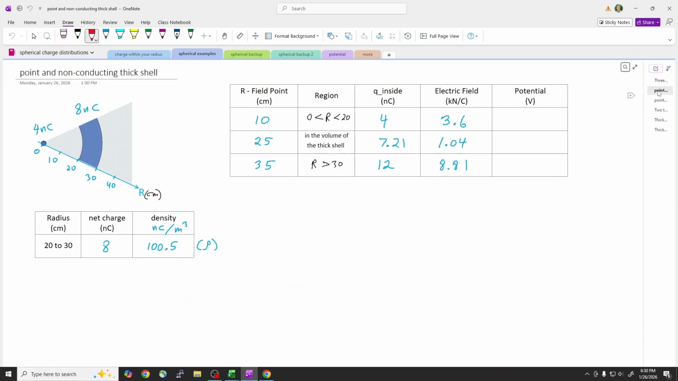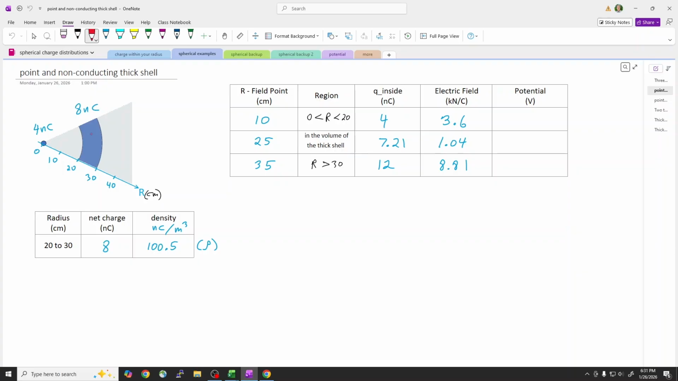Here's another example. Here's a point at the center, 4 nanocoulombs. We'll also try some metric prefixes in our calculations. So 4 nanocoulombs at the origin, 8 nanocoulombs evenly spread out in a thick, non-conducting shell, inner radius 20 centimeters, outer radius 30 centimeters. So in terms of densities here, we don't have sigmas, there's no surface densities. We have rho, volume density, right?